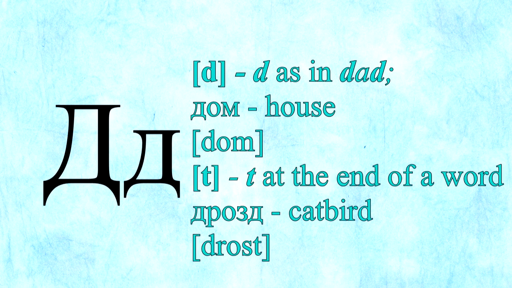Next letter. Letter D. Буква Д. It sounds like D as in that. For example, дом, house. Or T at the end of the word. For example, дрозд, catbird.